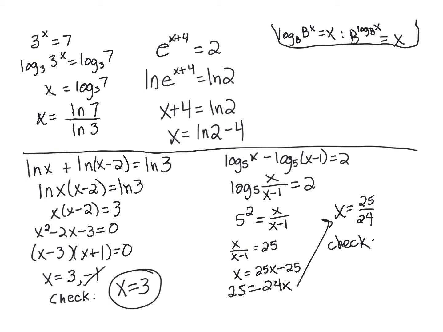Check your answer. We're going to take this fraction. This fraction is bigger than 1, so it's positive, so it works here. Bigger than 1 minus 1, when I subtract, I still have a positive value. So I know that x does equal 25 over 24. Sometimes you get no solution. So always check your answers.